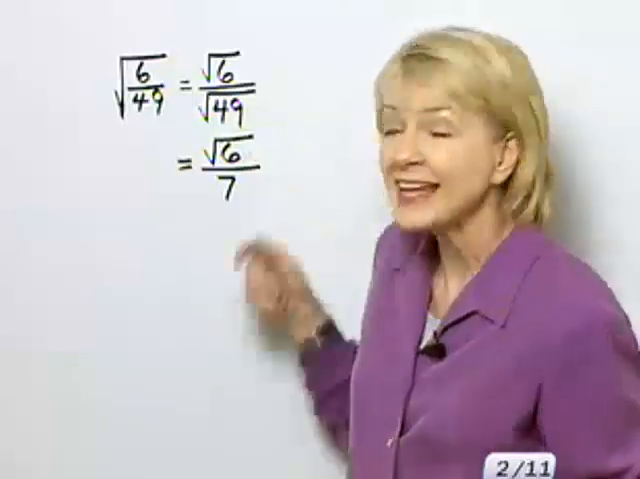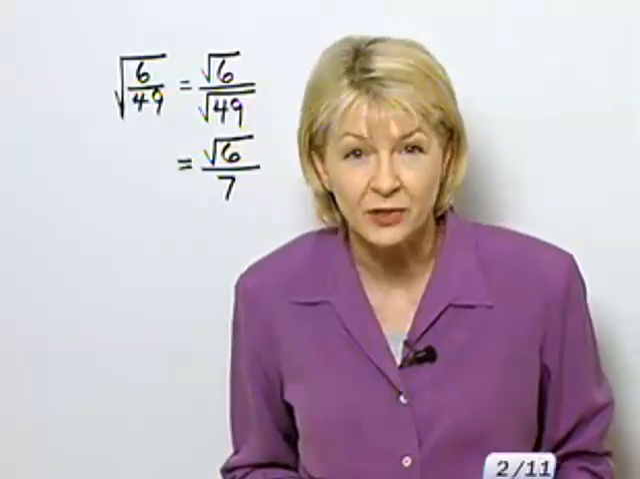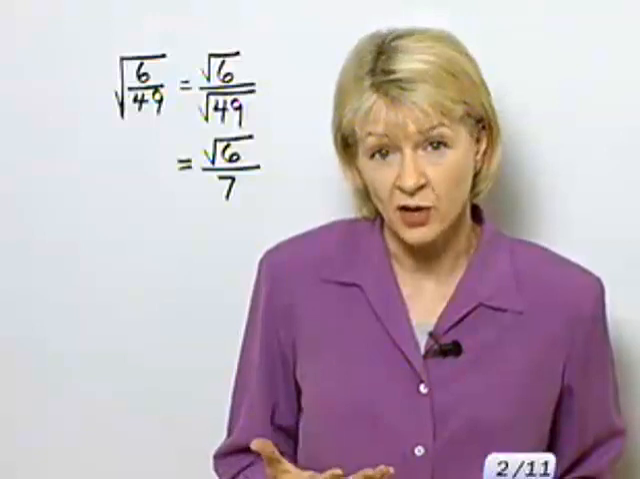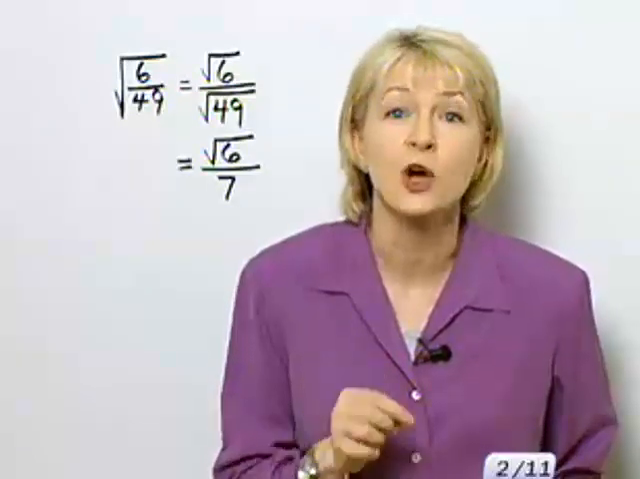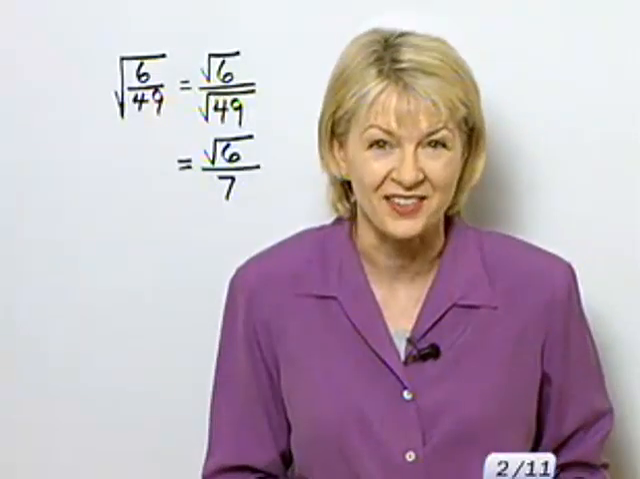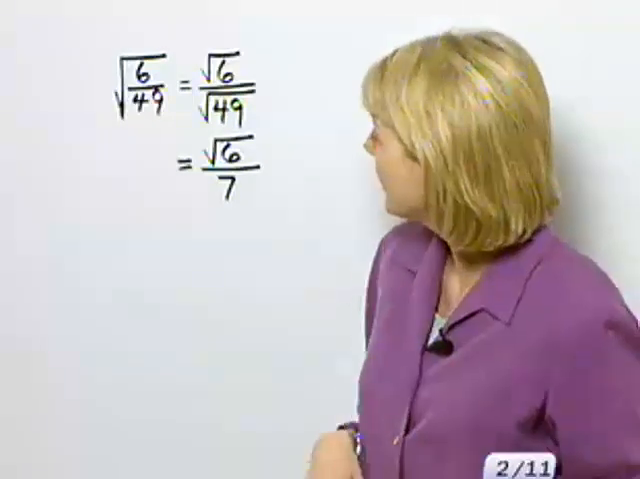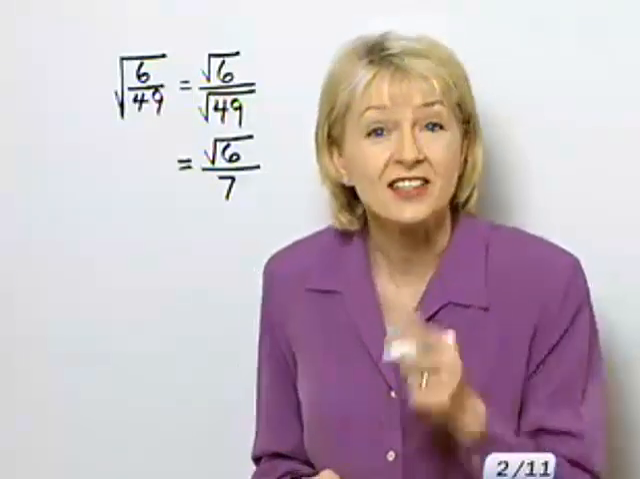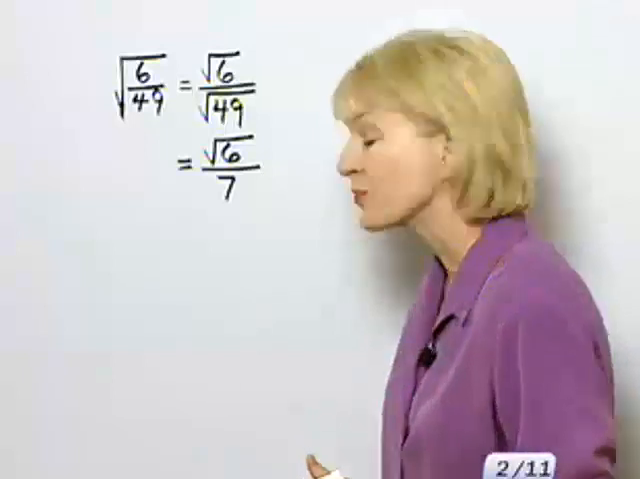Now, by the way, can I simplify at all in the numerator? The answer is no, because 6 contains no perfect square factors. Here I've simplified, and there's my result. Let's continue using, though, this quotient rule.